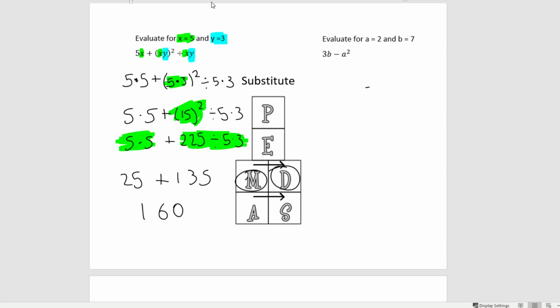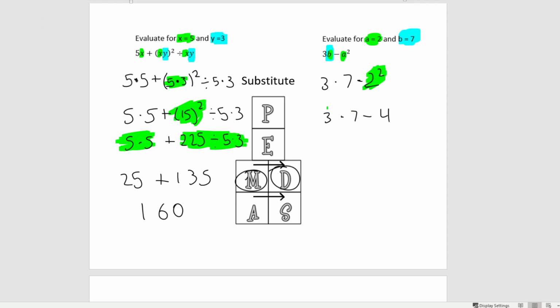Let's do this sample next. So wherever there's an A, I'm going to put 2. Wherever there's a B, I'm going to put 7. So if I substitute, it should be 3 times 7 minus 2 squared. There is no parentheses, so I'm just going to skip that. I'm going to go right to exponents. I do have an exponent here, my 2 squared. Two squared just gives us 4, and that's what I get.